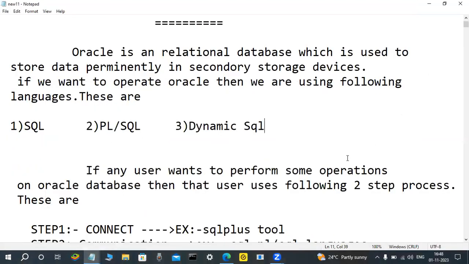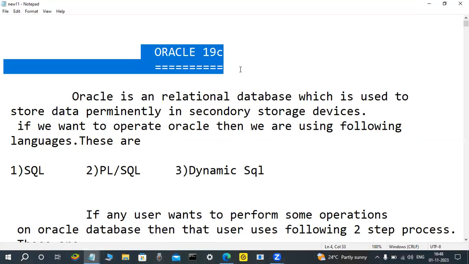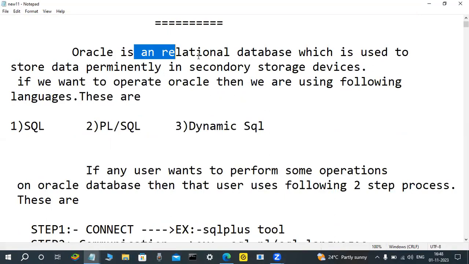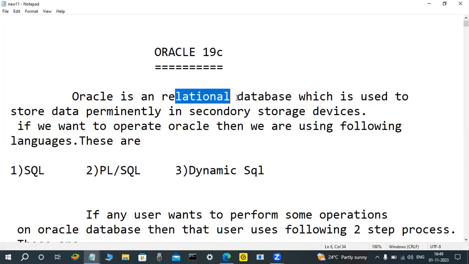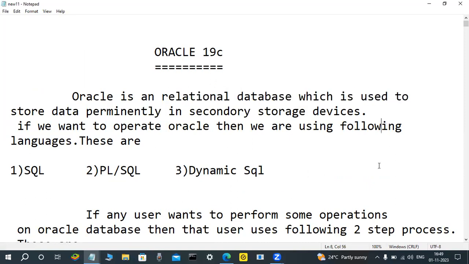I'm drawing the diagram, but before that, write these things. Write these notes: Oracle 19C. Up to 10 or 15 days, we are writing notes also. Why? Because it is for first-time, non-technical persons. Write it: Oracle 19C. Oracle is a relational database which is used to store data.